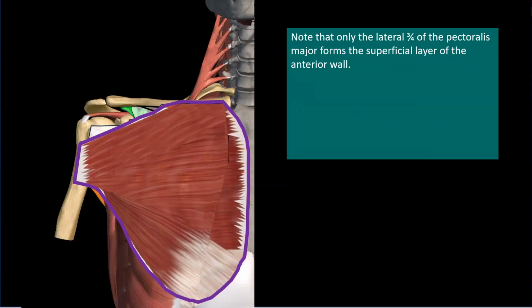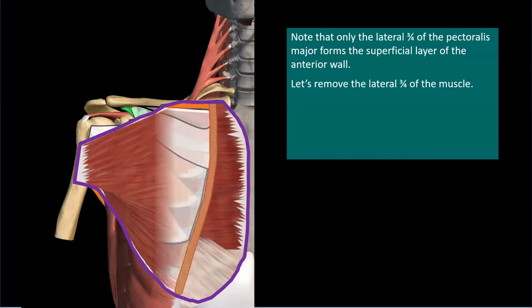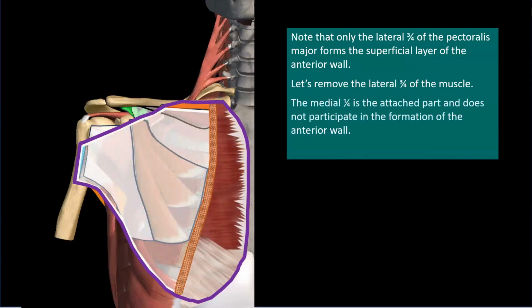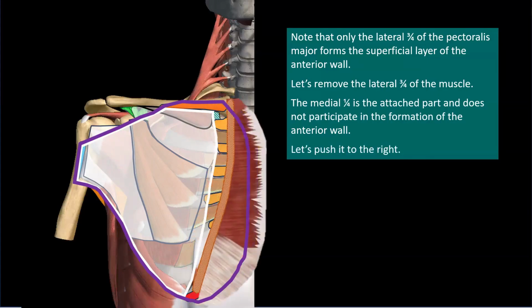Note that only the lateral 3/4 of the pectoralis major forms the superficial layer of the anterior wall. Let's remove the lateral 3/4 of the muscle. The medial 1/4 is the attached part and does not participate in the formation of the anterior wall. Let's push it to the right.